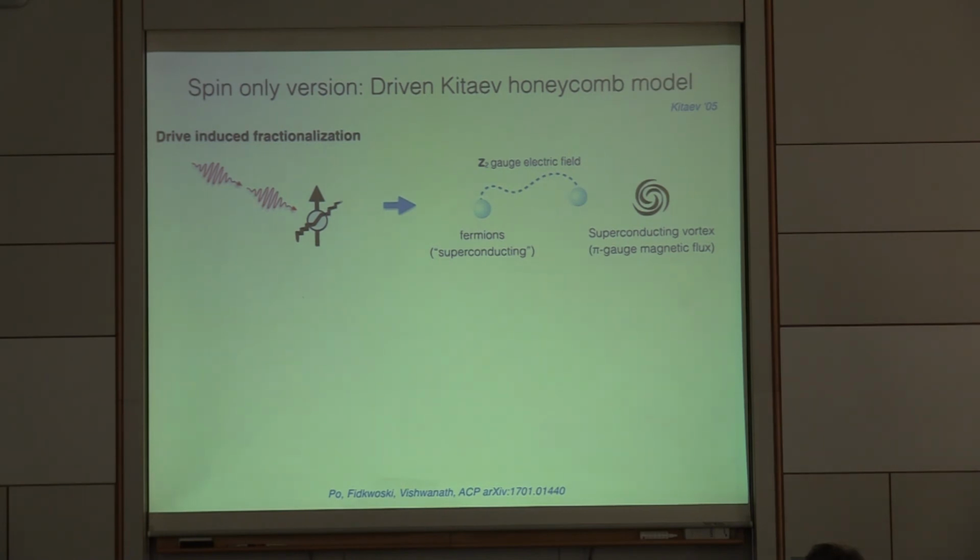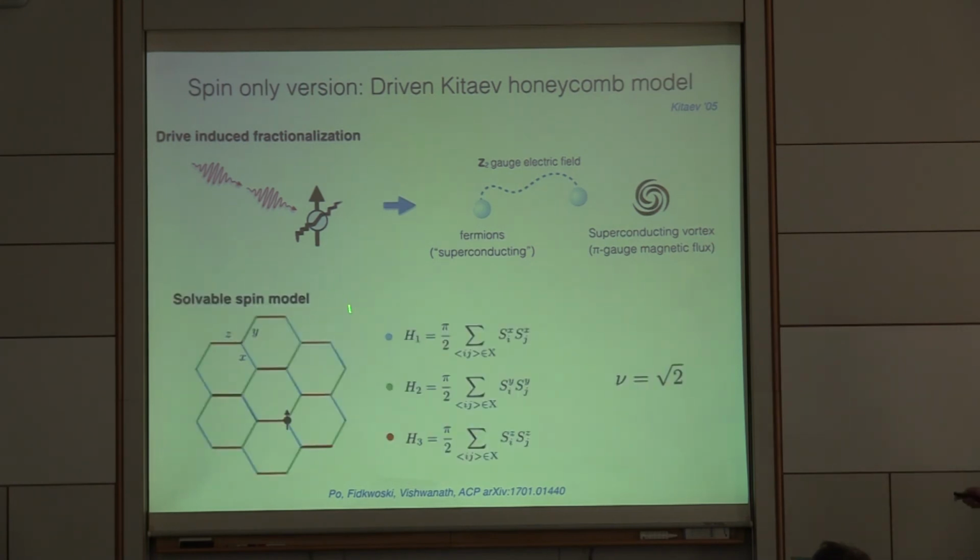So you can start with a model with only spins, and you can create a drive that fractionalizes this spin into a pair of emergent fermions that are glued back together by an emergent gauge electric field. And these superconducting vortices become the magnetic flux of this emergent gauge field. And you can write down a simple solvable model, which I shouldn't go into in too much detail, where you just have spins on a honeycomb lattice, like was originally written down by Kitaev.